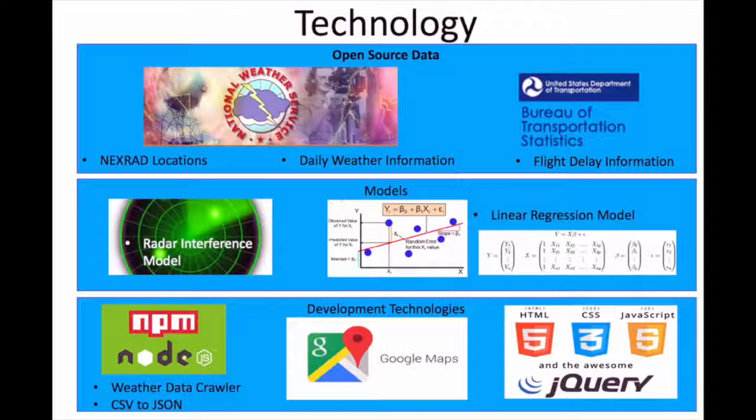As for the technologies used to develop our software, there are no major changes from our previous update. Our key source of data comes from web services provided by the National Weather Service and the Bureau of Transportation Statistics. We then developed models for both radar interference engine, and this week we successfully developed the linear regression model for the analytics and prediction of flight delays. We made use of pieces of code from NPM to convert from CSV file format to JSON, and to help us crawl weather data from the web services. Our software is based on JavaScript, and we make use of jQuery to handle and manipulate information and events. And of course, in the presentation layer, we make use of CSS, HTML, and Google Maps for visualization.